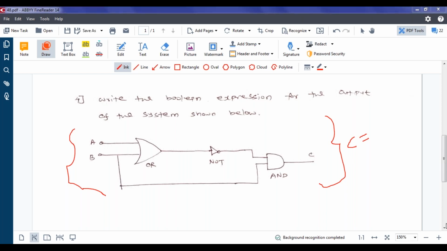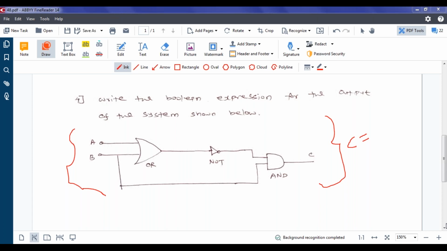Sir, I found the answer, sir. Yeah, tell me. A plus B the whole bar into B. Yeah, very good. I think we can simplify this further. A plus B the whole bar into B, this is the correct answer. But if you look at the book answer, we can simplify. You just try to simplify this expression.